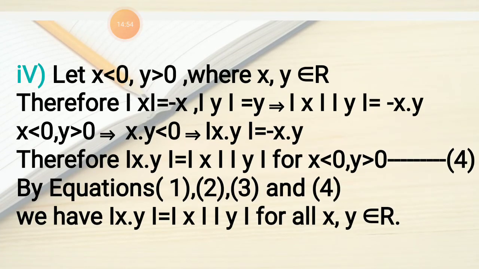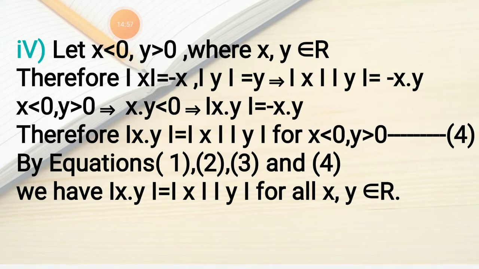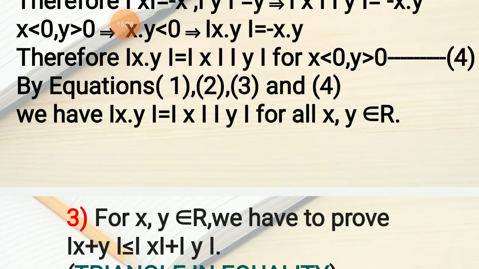Last case, let x be negative and y positive, where x, y belong to R. Whenever x is negative, |x| is minus x. When y is positive, |y| is y. Multiply these two, |x| into |y| equals minus x into y. So |x||y| is minus xy. But x is negative, y is positive, so xy is negative. So |xy| equals minus xy. So you observe |x| into |y| is minus xy, |xy| also minus xy. So |xy| equals |x| into |y| for x negative, y positive. So by all the above cases, we have |xy| equals |x| into |y| for all x, y belonging to R.